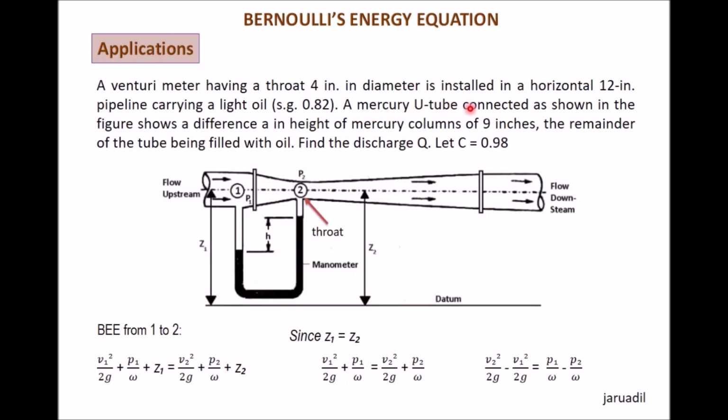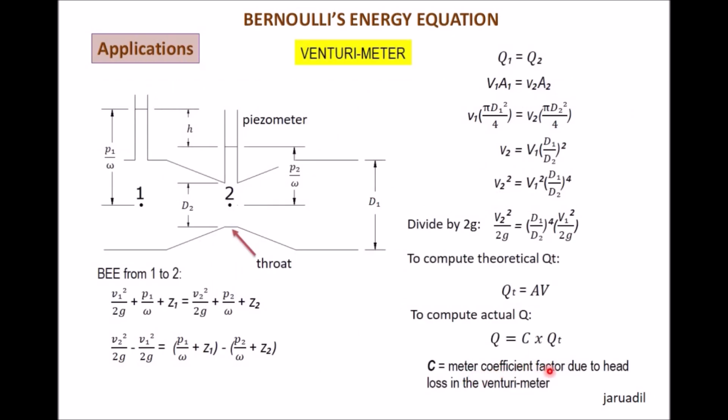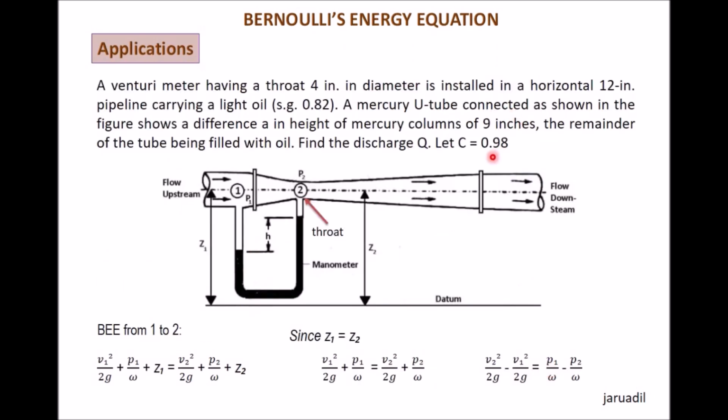A mercury U-tube connected as shown in the figure shows a difference in height of mercury columns of 9 inches, the remainder of the tube being filled with oil. Find the discharge Q. Let's see, the meter coefficient is equal to 0.98. So this is the picture of this problem.